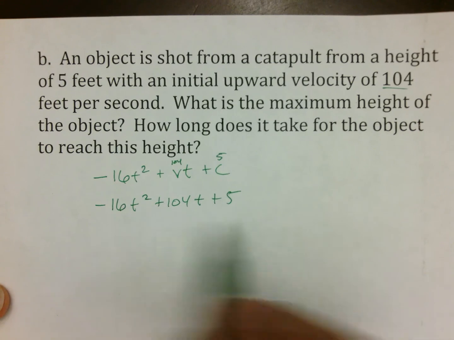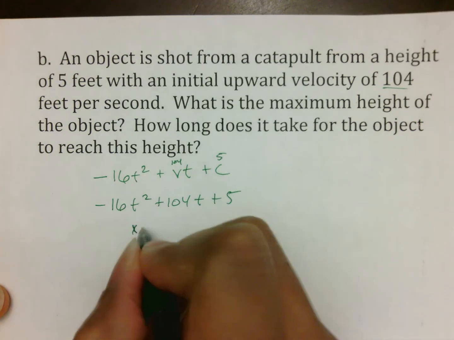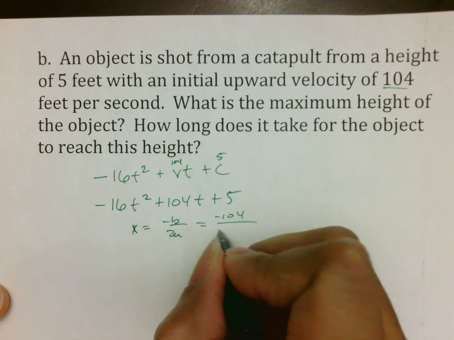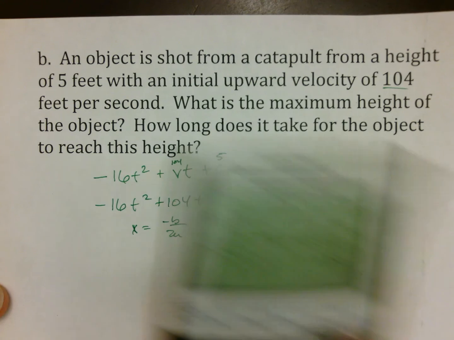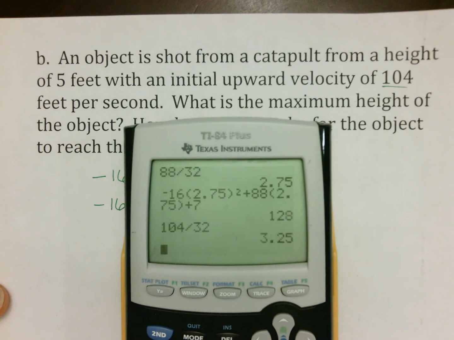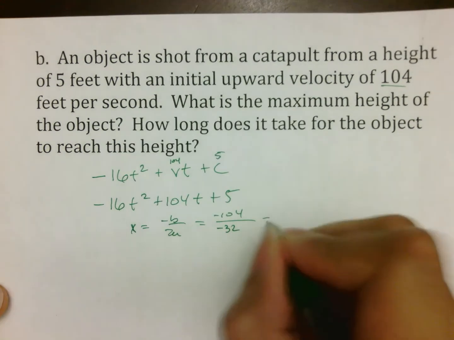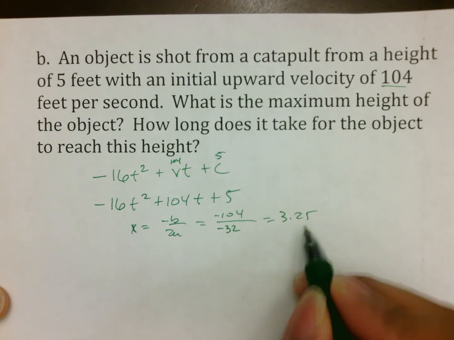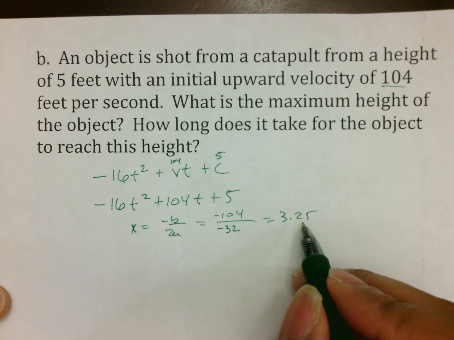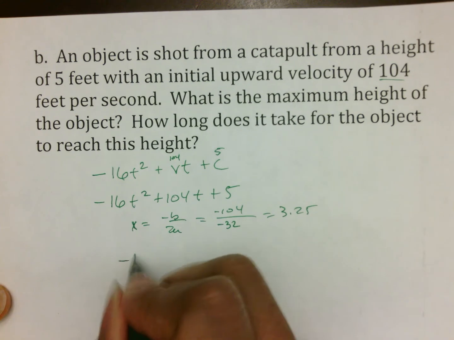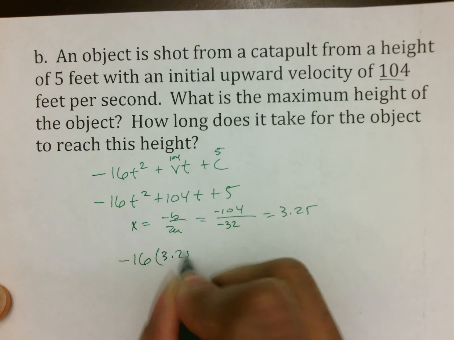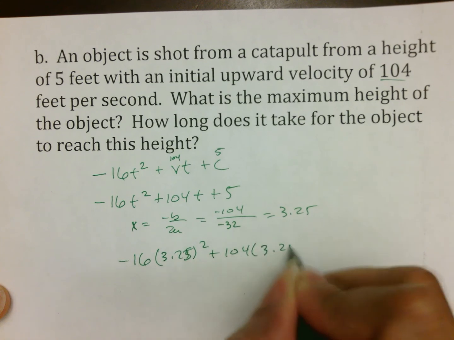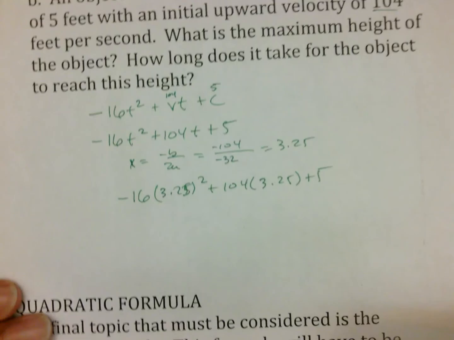Again, if I am looking for the max height, the first thing I have to do is find my key x, which is negative b over 2a, which is going to be negative 104 over negative 32. 104 divided by 32 gives me 3.25. Again, that is not the max height. That's actually how long it will take, so that's one of our answers. But in terms of your max height, you want to go ahead and plug that in there. So negative 16 times 3.25 squared plus 104 times 3.25 plus 5 is what we're going to figure out.